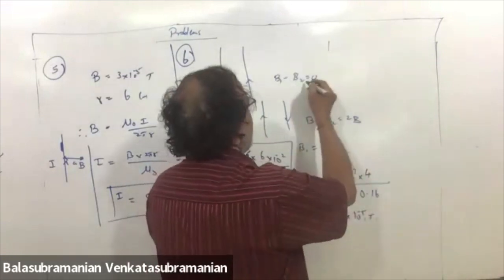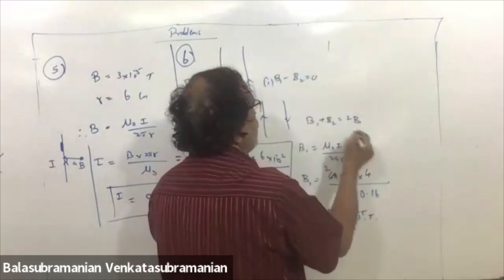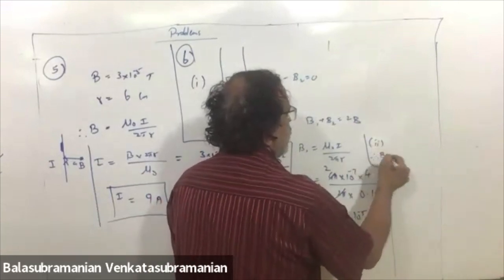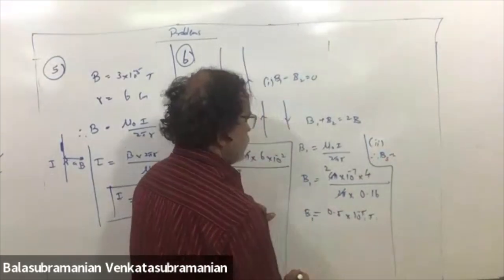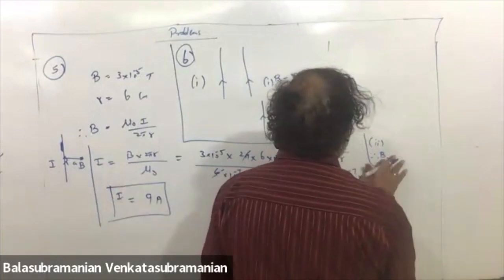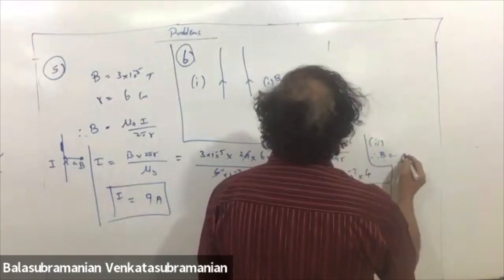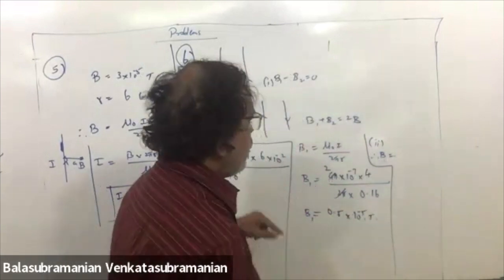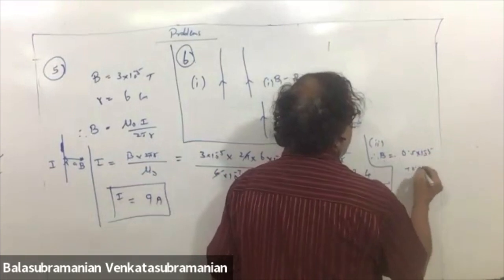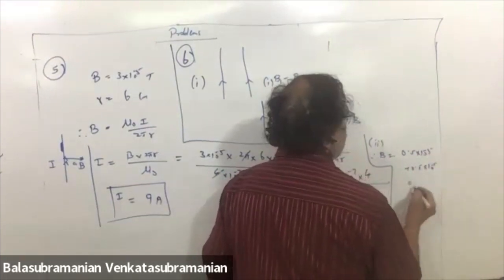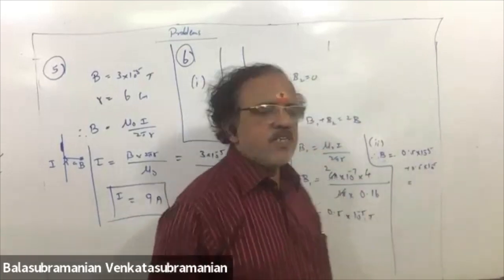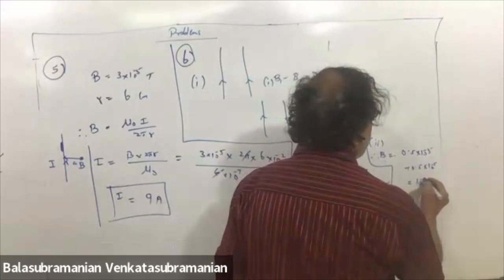Here, same direction, so 0. Opposite direction means it is 2B. So B is equal to B1 plus B2, generally can write. B is equal to 0.5 into 10 power minus 5 plus 0.5 into 10 power minus 5. 0.5 plus 0.5 is 1. So 10 power minus 5 Tesla.